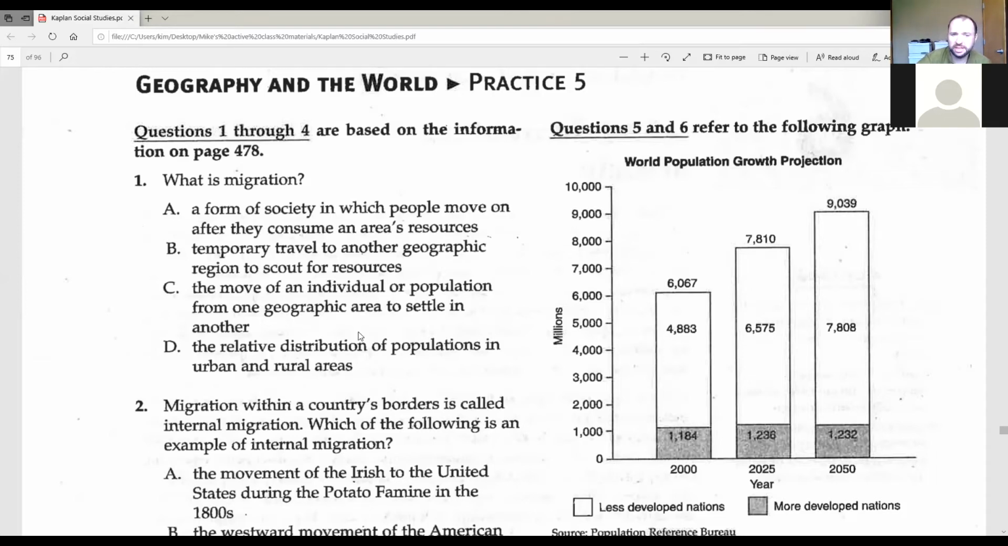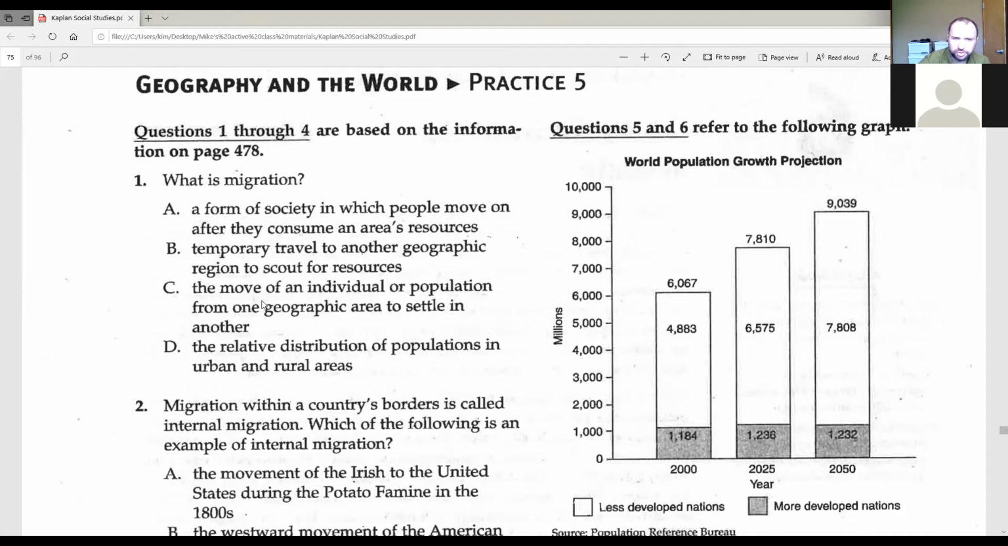Migration implies that you're moving somewhere to live there, right? So the word settle means to pack up and move and go somewhere and call that your home, or however long you're planning to live. So really here, the only and best answer choice is move of an individual. Migration can be one person, but more typically when we talk about migration, we're talking about larger numbers of people from one area to settle in another.